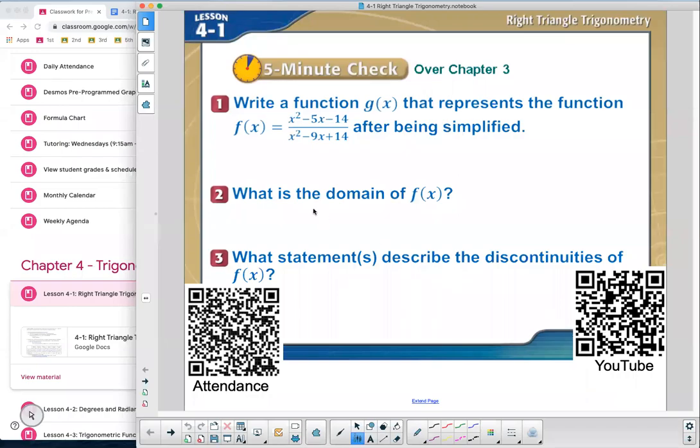All right, for one bell ringer. Number one, write a function g of x that represents f of x after being simplified.